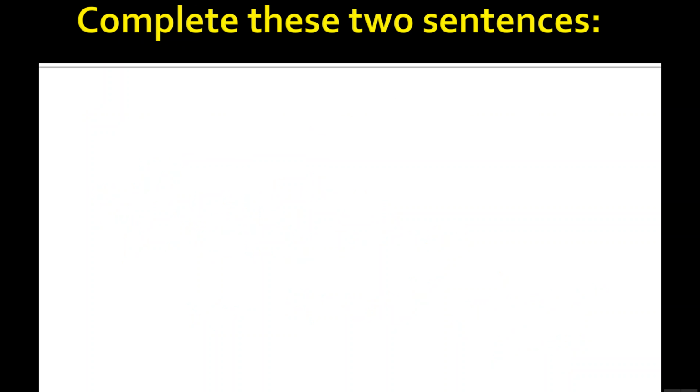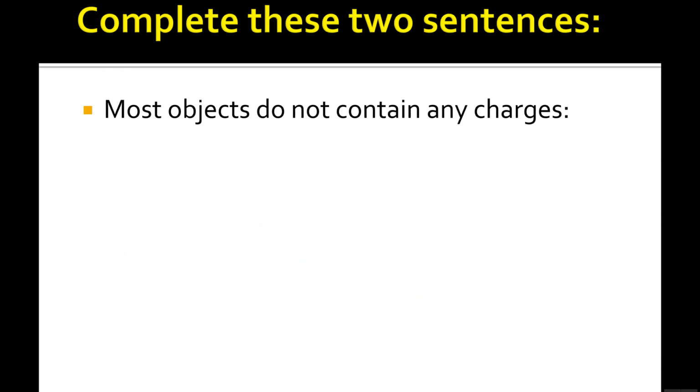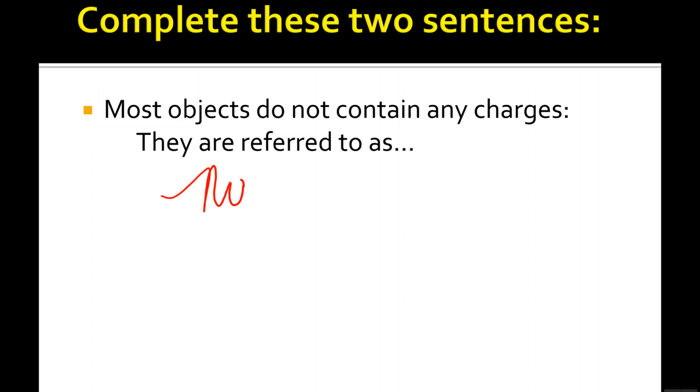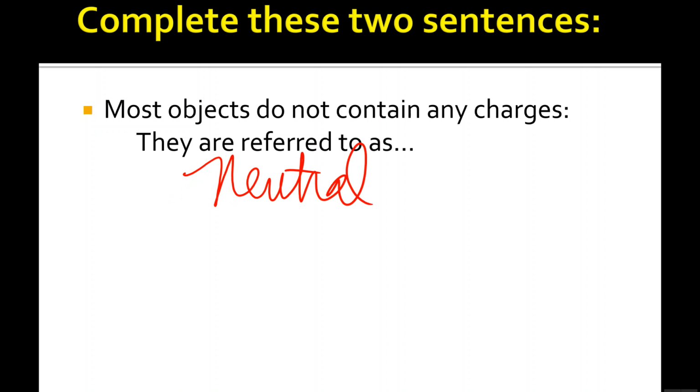All right, let's complete a couple sentences. Most objects do not contain charges. What are they referred to as when they don't contain a charge? Neutral. You're looking at yesterday's notes. All right, yeah, it's neutral. Okay, I don't know how to spell today. Neutral. Okay.